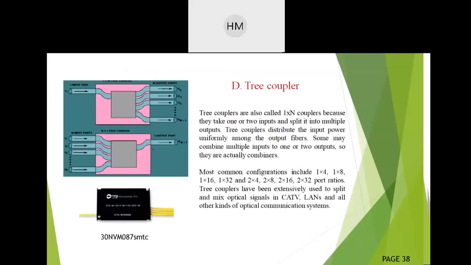This is a tree coupler. Tree couplers are also called 1 cross n couplers. In the exam, they can ask you about T couplers, 1 cross n couplers, directional couplers, star couplers, so you can define all these things. What is the diagram for this? You can see 1 input, m outputs, n inputs, 1 output. So we can have the reverse combination, 1 cross n or n cross 1. The device name for this is 30NV M087 SMTC.